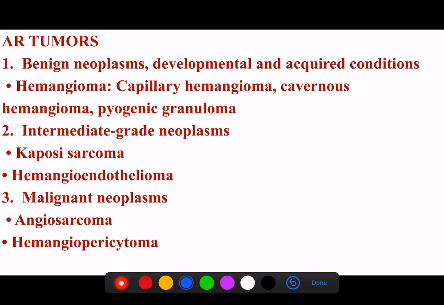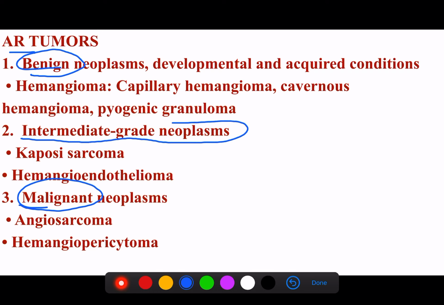At last, we will talk about artery tumors. Artery tumors are classified, not as usual into malignant and benign. They are also divided into an intermediate grade.